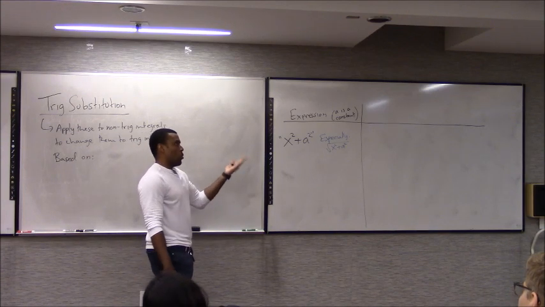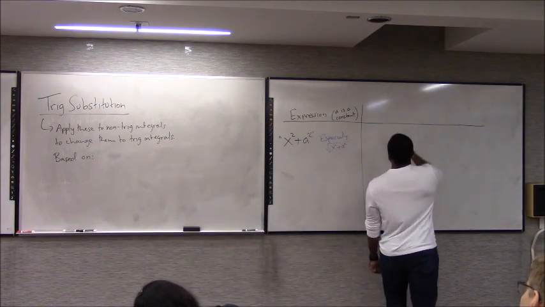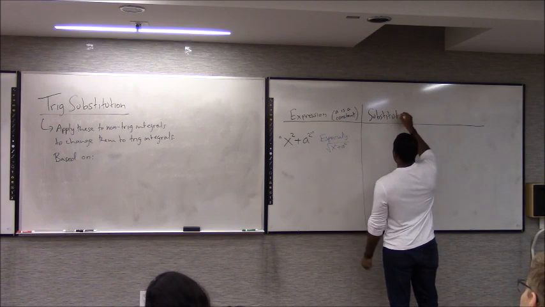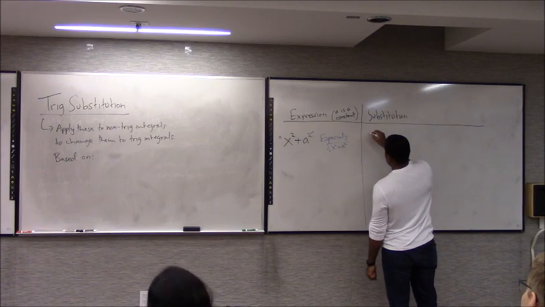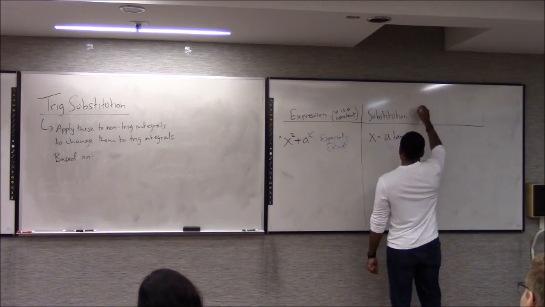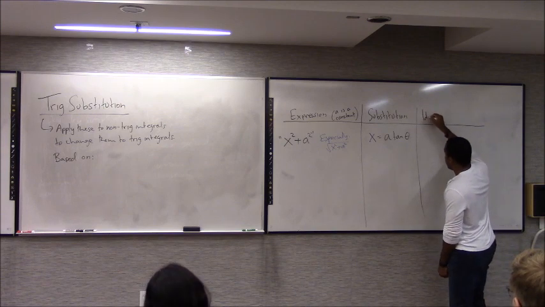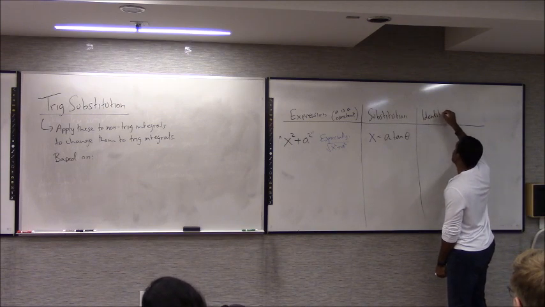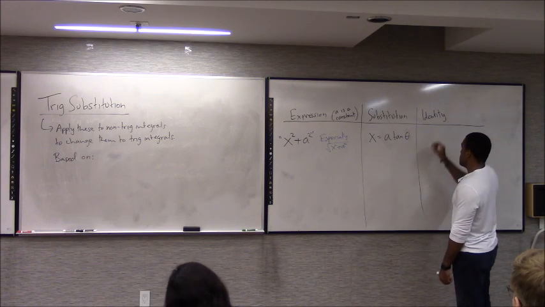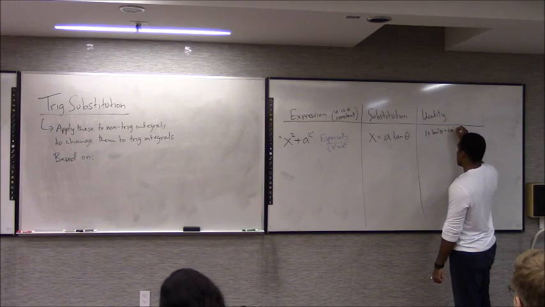Now, what trig identity kind of reminds you of this? Whenever you see this expression, this is the substitution you're going to make. You're going to substitute x equals a tangent theta. Why would you substitute a tangent theta? Because there's an identity you're thinking about. That identity is 1 plus tangent squared theta equals secant squared theta.